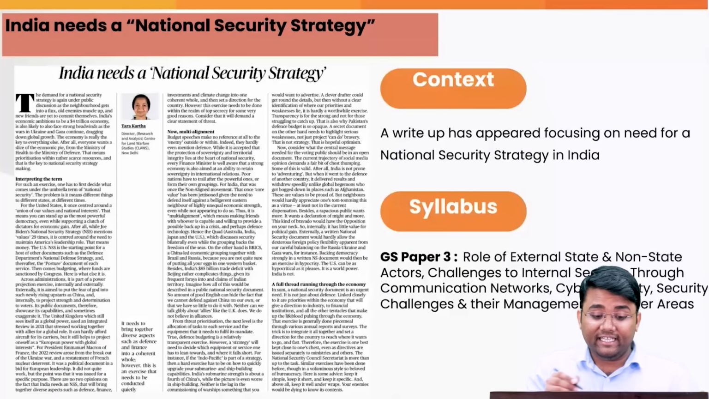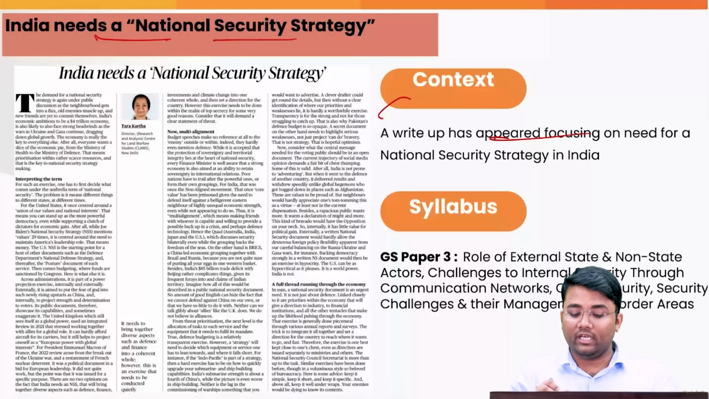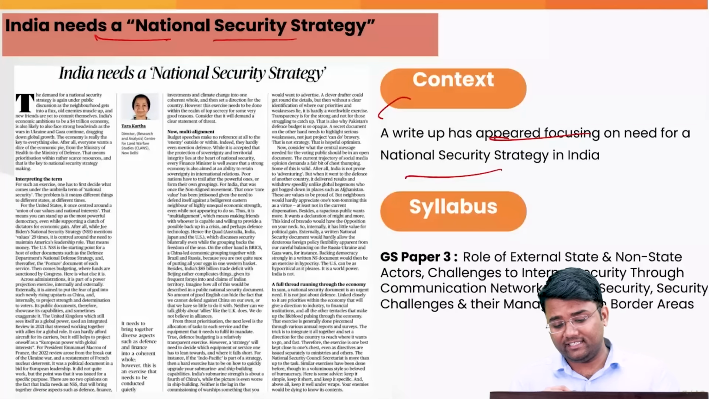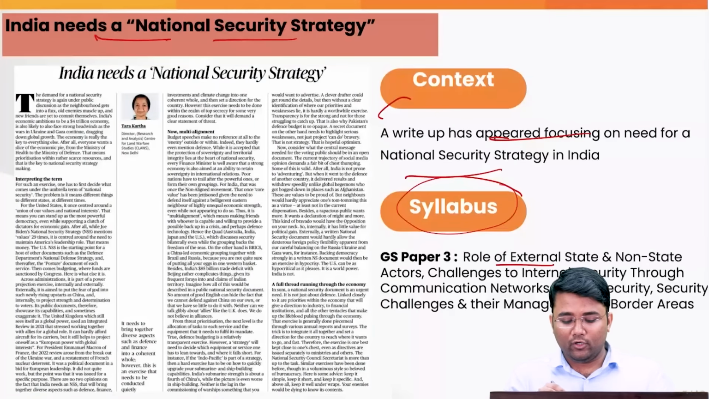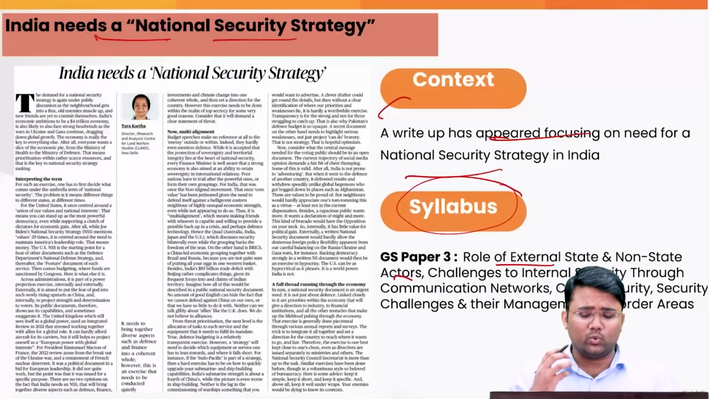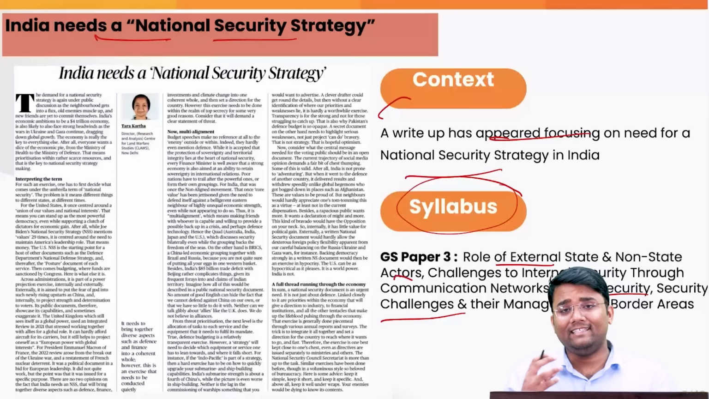Our next topic is India needs a national security strategy. The context of this topic is that a write-up has appeared focusing on the need for a national security strategy in India. This particular topic pertains to the syllabus of your GS paper 3: role of external state and non-state actors, challenges to internal security through communication networks, cyber security, security challenges and their management in border areas.